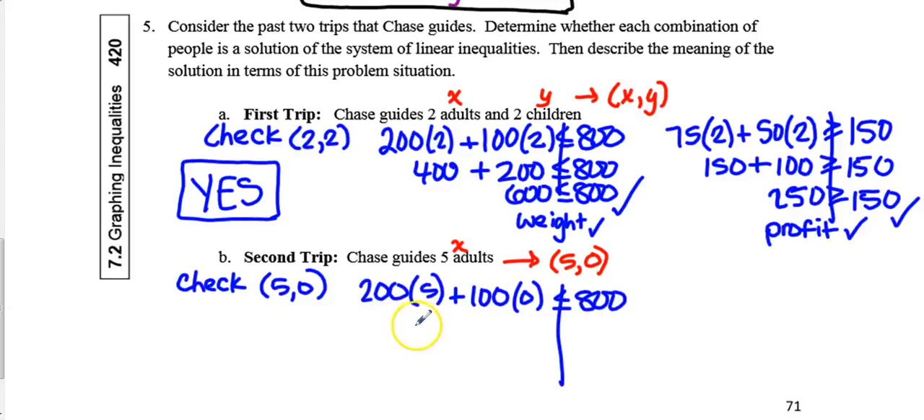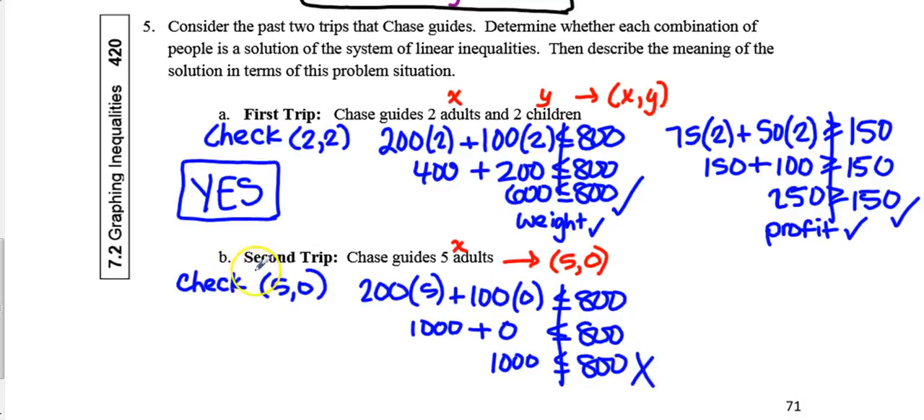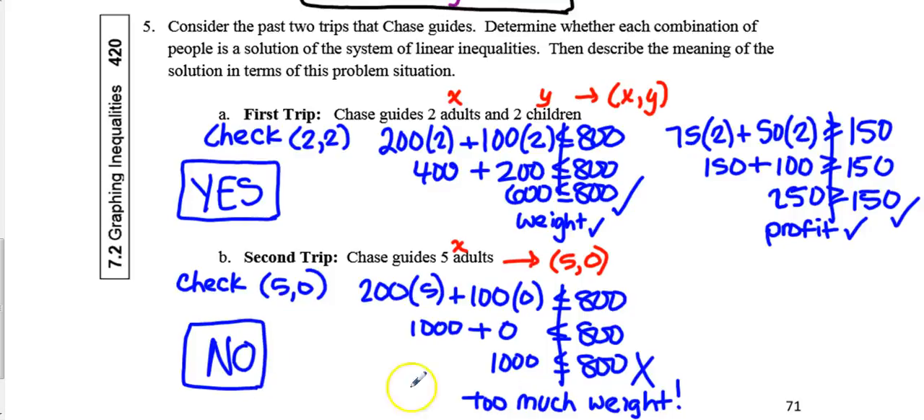So let's see, 200 times 5, that's 1,000, plus 100 times 0 is 0, less than or equal to 800. 1,000 plus 0 is 1,000. Is 1,000 less than or equal to 800? No, definitely not. So what does that mean? It means that if 5 adults go, that's an estimated weight of 1,000 pounds. That is more than this raft can handle. The raft can only handle up to 800. Too much weight. So this group of 5, at least in this size raft, is no good. Can't take them out on the trip.